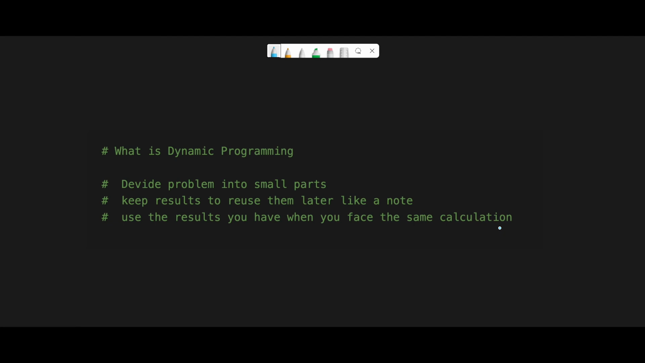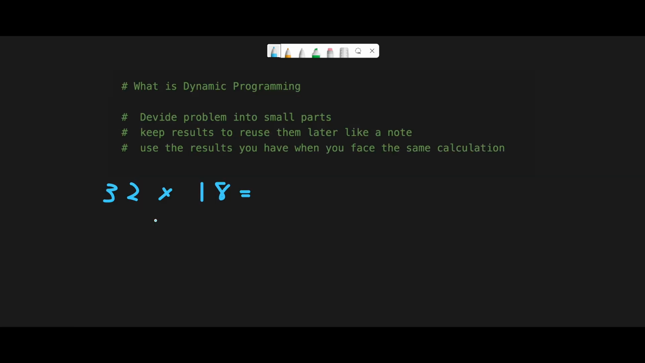So let me share one example from daily life. This is an image of dynamic programming. So there is a math question, 32 multiply 18. So what is the answer? If you are good at mathematics, you can immediately answer it. And the answer is 576.